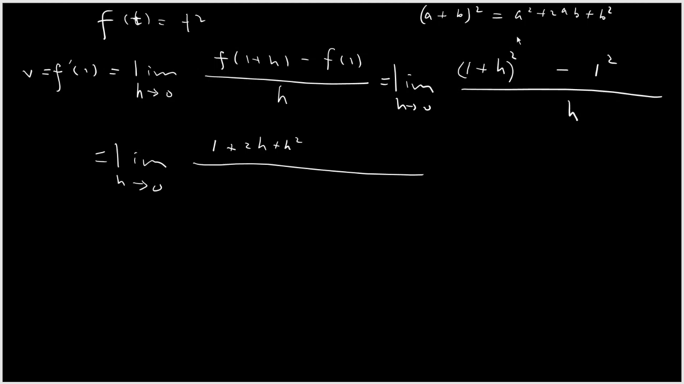Again, I was using the notations in that formula. A value is 1, b value is h. Okay, and then minus 1. Of course, 1 squared is 1 in here. Okay, and then on the denominator you have h. So do not lose track. We are trying to evaluate the limit. The answer to the limit is going to be the instantaneous velocity, right?